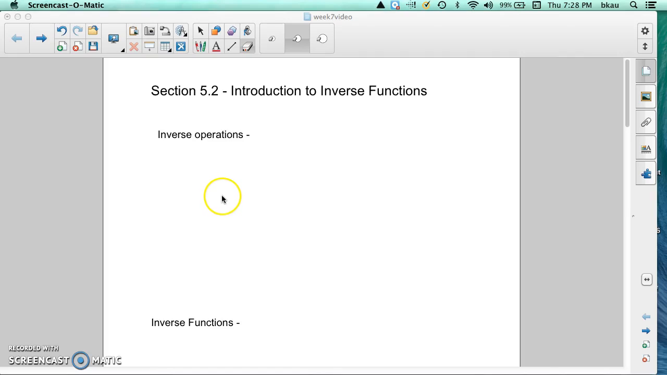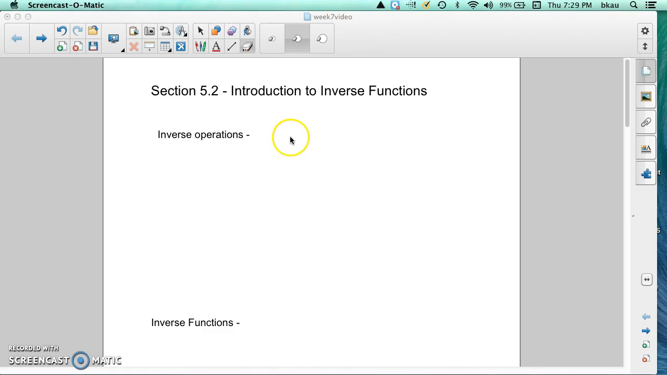Hello, and in this video we're going to be looking at the introduction to inverse functions. Functions are going to be made up of terms that have operations between them or over them, or combined with those operations there will be terms, but we're going to be looking at how inverse operations work.